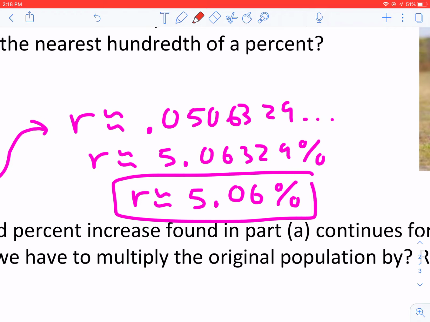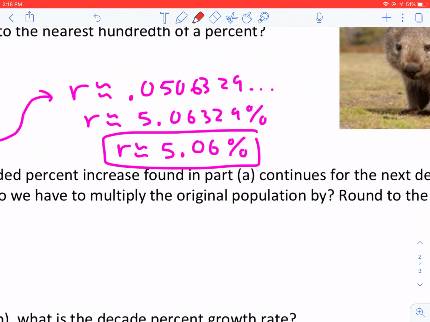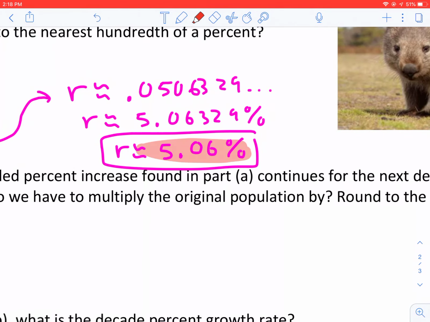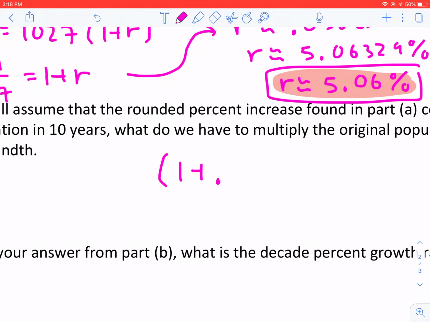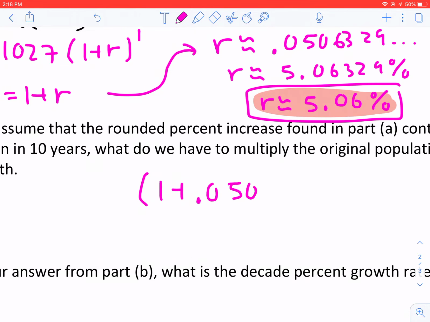We will assume that the rounded percent found in part A continues for the next decade. So I'm specifying to use the rounded percentage. To find the population in 10 years, what do we need to multiply the original population by? So I'm growing by 5.06% each year, which means I should multiply by 1 plus 0.0506 each year.